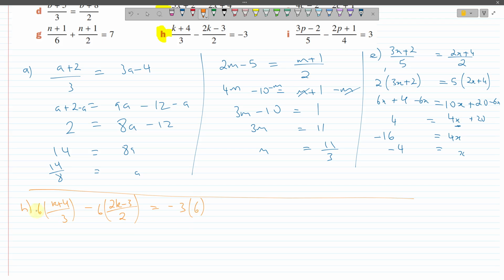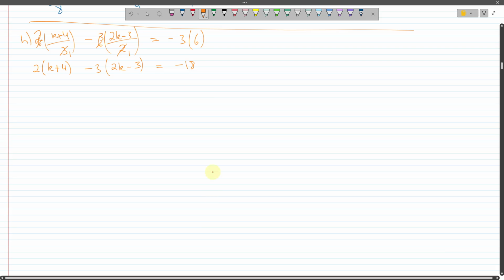Now the 6 and the 3 we divide into each other, giving 3 divided by 3 is 1, 6 divided by 3 is 2. There's going to be 2 there. 6 divided by 3, 1, we divide this by 2, giving you 1, divide this by 2, giving you 3. So let's write it cleanly. What do I have? I have 2k plus 4, and I have negative 3, 2k minus 3 is equal to negative 3 times 6 is negative 18. I'm almost guaranteeing that the vast majority of the class will get this question wrong.